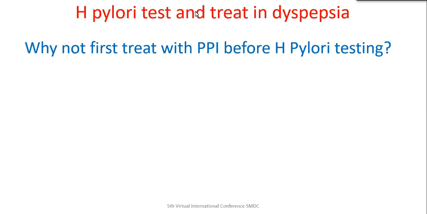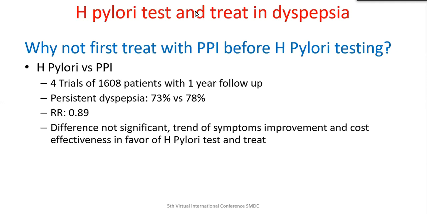So then naturally, the question comes to your mind, why don't we go for the second option first, which is proton pump inhibitors, instead of treating H. pylori in patients with dyspepsia? Now there are 4 trials, more than 1,500 patients. Persistence of symptoms after 1 year is 73% with the H. pylori test and treat policy, and 78% with giving PPI first. The difference is not significant, but there is a trend toward symptom improvement and cost effectiveness in favor of H. pylori test and treat.